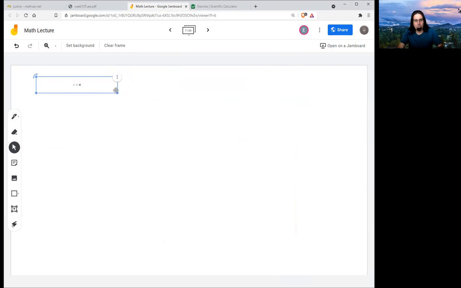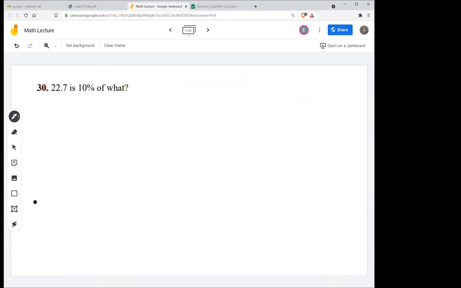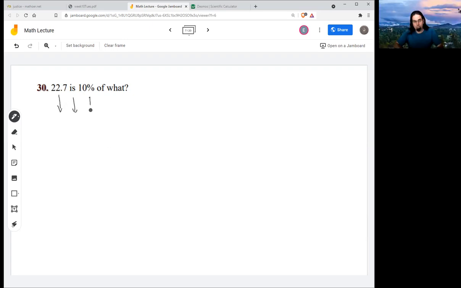How do we do this one? I started by writing the arrows and then putting what they equal to. Okay, so we translate everything. Numbers stay numbers. Is becomes equals.